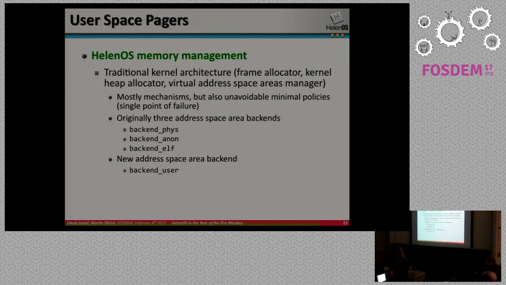So originally there were 3 address space area backends: for mapping physical memory for devices, because also the kernel needs to have support for the hardware, at least for the timer; for anonymous memory, that basically is used to give memory to the user space tasks; and for mapping ELF binaries, because the kernel during bootstrap needs to run some initial binaries, so it needs to be able to access that structure in some structured, intelligent way. And now there is another backend which can forward page faults to user space.